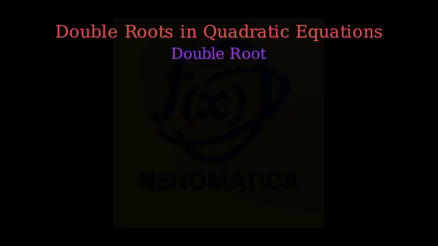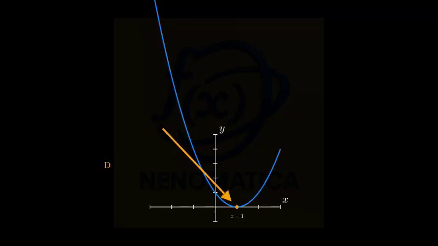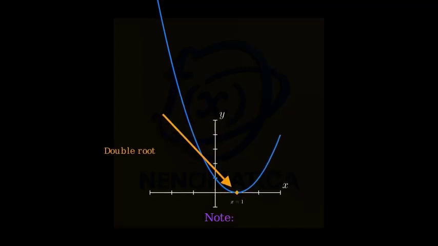A quadratic equation typically has two roots or solutions. However, sometimes these two roots are exactly the same value. When this happens, we say the equation has a double root or a repeated root. Now, let's understand the condition for a quadratic equation to have a double root.